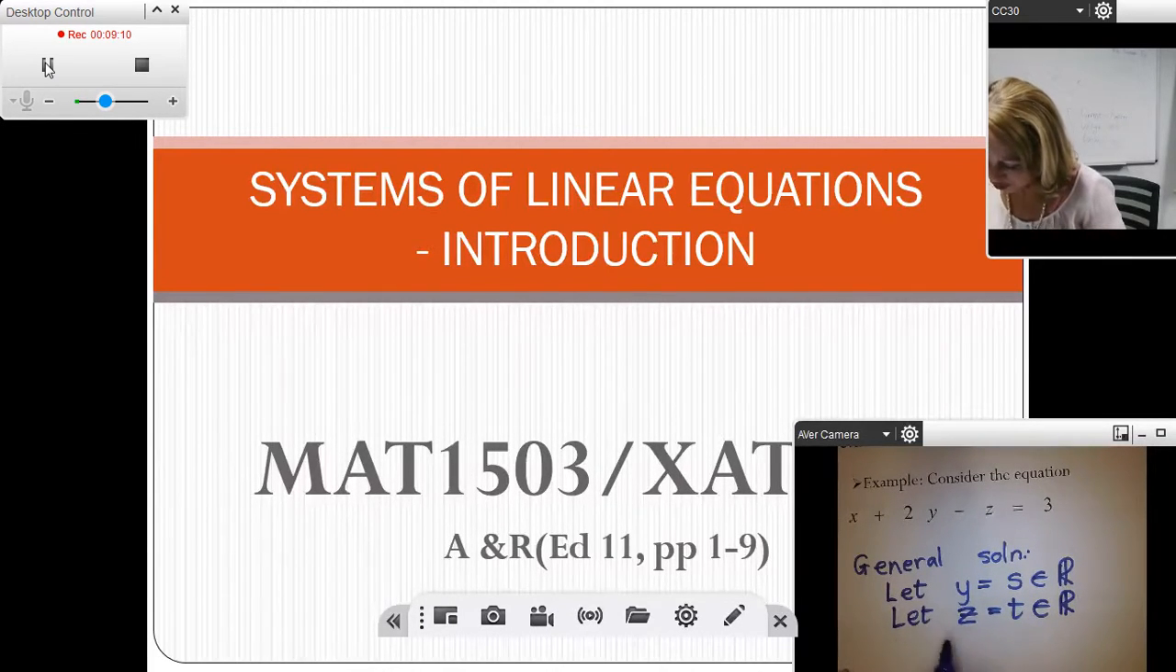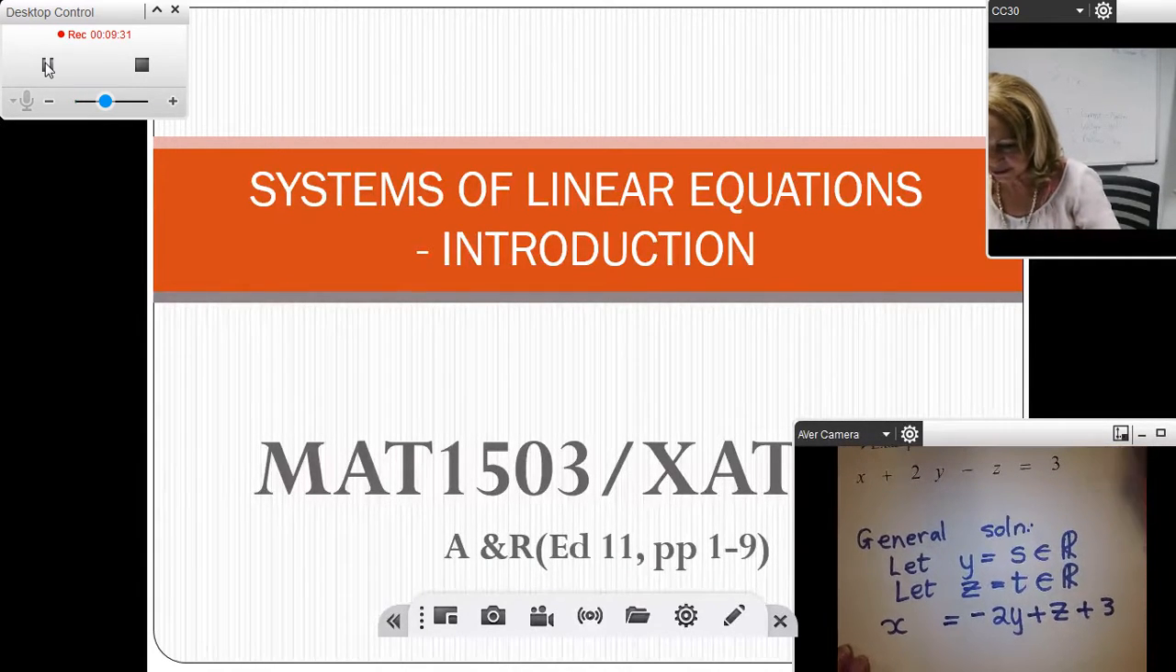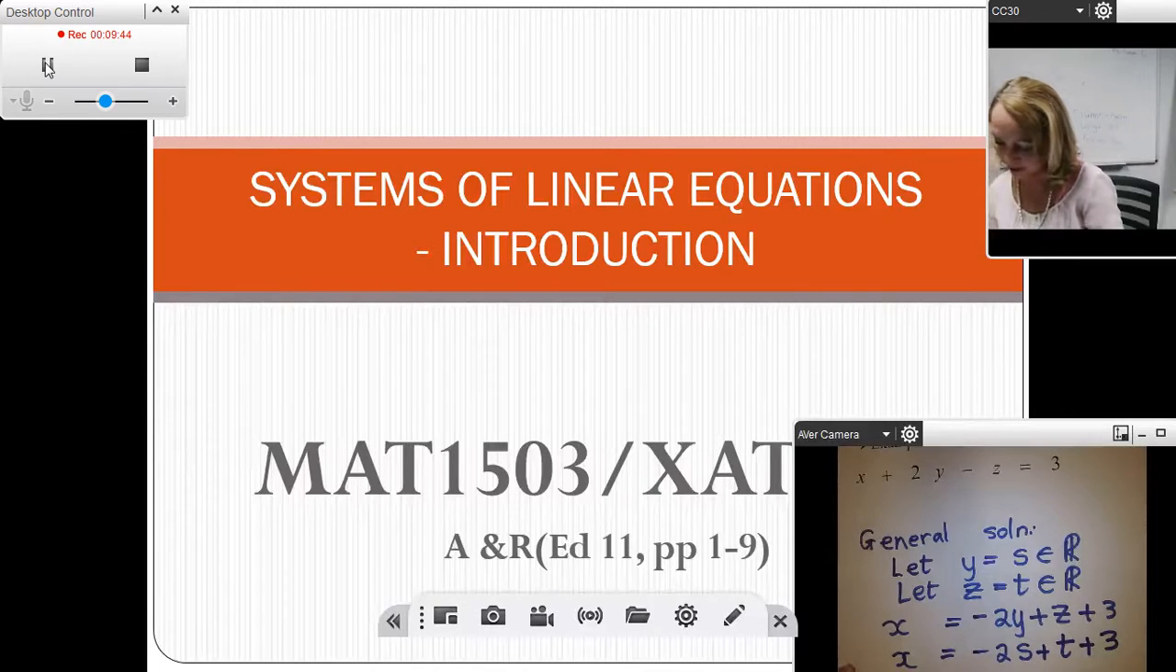All right, now we're going to rewrite the equation. So you'll see from the equation that x is equal to negative 2y plus z plus 3. That is making x the subject of the formula. We get x equals negative 2y plus z plus 3. In other words, x can be rewritten in terms of the parameters s and t as minus 2s plus t plus 3. Right? So now we have the general solution.